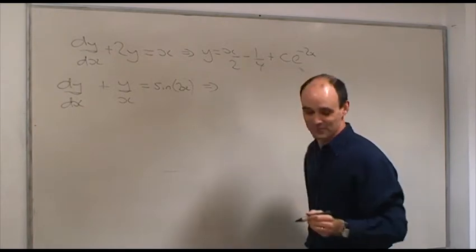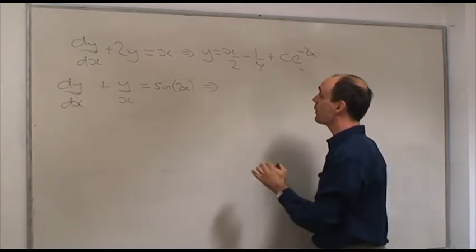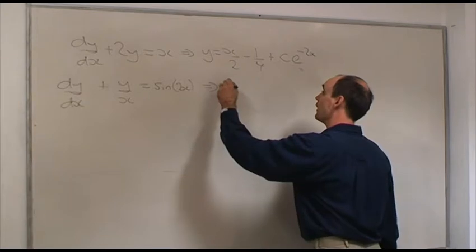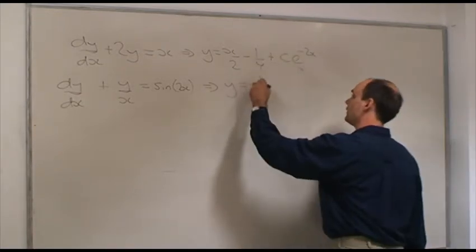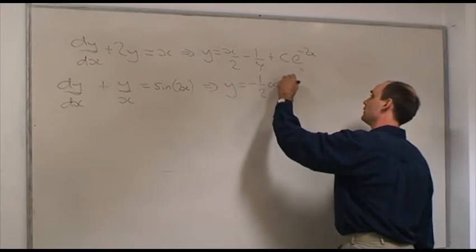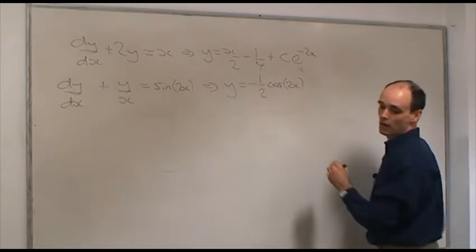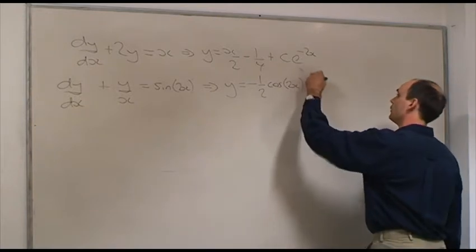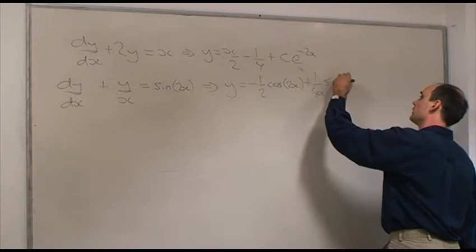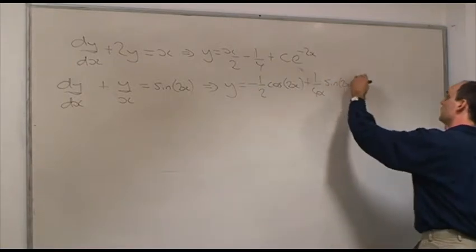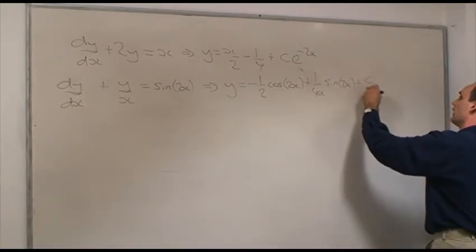the solution we got for that one was that y was equal to minus a half cosine 2x plus 1 over 4x sine of 2x plus c over x.